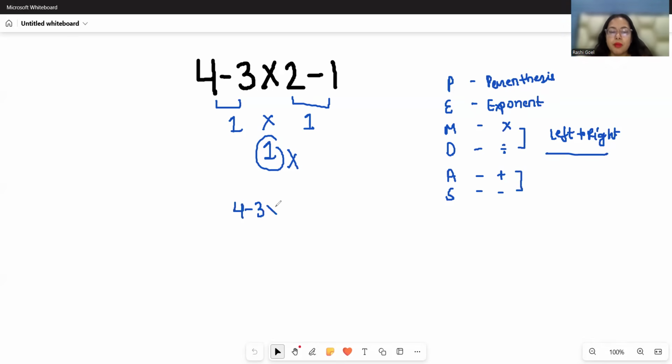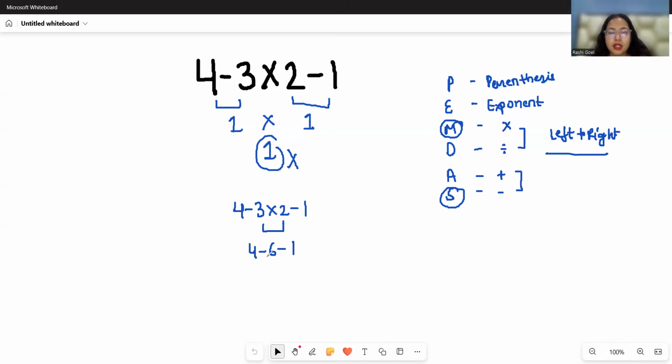So, 4 minus 3 multiply 2 minus 1. There is a subtraction sign in this expression and a multiplication sign. So we have to give priority to multiplication. The multiplication is between 3 and 2. So 3 times 2 is 6. So, 4 minus 6 minus 1.